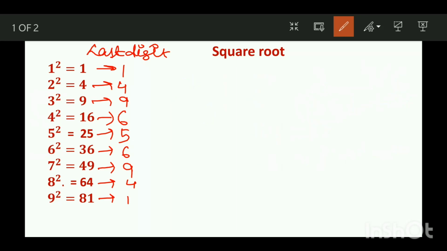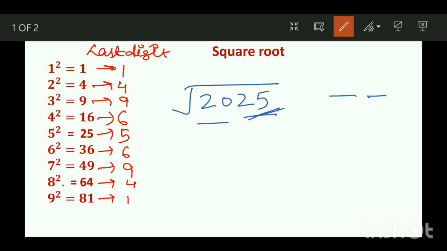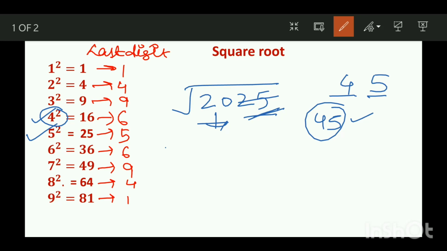Okay, let's take another example, like 2025. Okay, we have to find out the square root. Now we will make pairs. Again same process. So 2 digits would be here. Then we will check the last digit. The last digit is 5, and here we can see only on squaring 5 we will get 5 as the last digit. So clearly we can directly write 5. Now we have to ignore this. We have to see 20. Where will 20 fall? It will fall between 4 square and 5 square, and we have to always choose the smallest digit. So 4. So simple, 45 would be the square root.